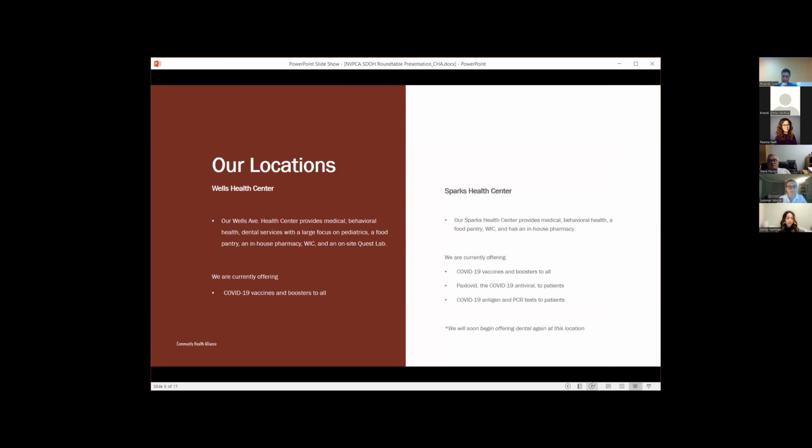Here's just an overview of our locations. We have our Wells Health Center location and our Sparks Health Center location. These are currently our 2 largest locations. At our Wells Health Center location, we offer medical, behavioral, and dental services with pediatrics and our homeless, a food pantry, an in-house pharmacy, WIC, and an on-site Quest lab. We also offer COVID-19 vaccines and boosters to all.